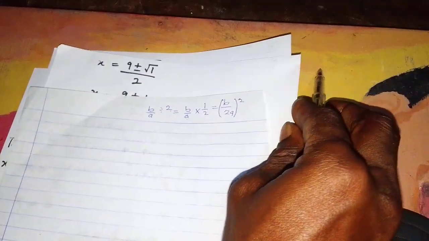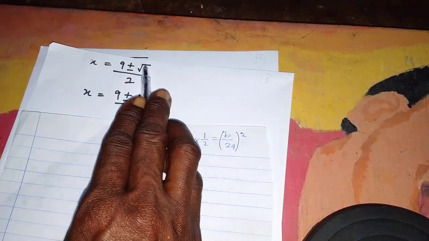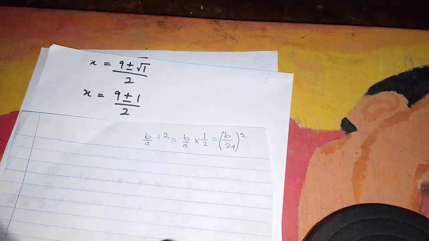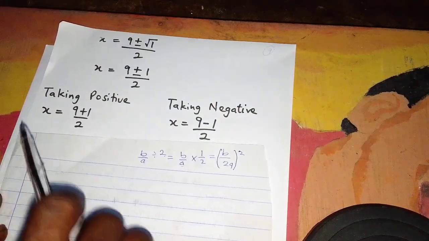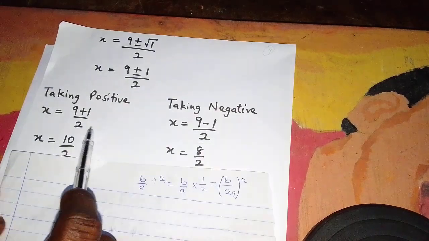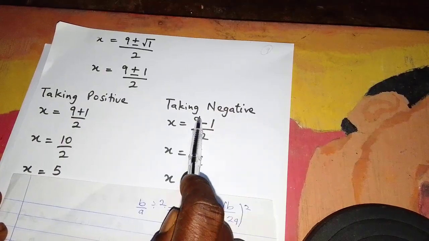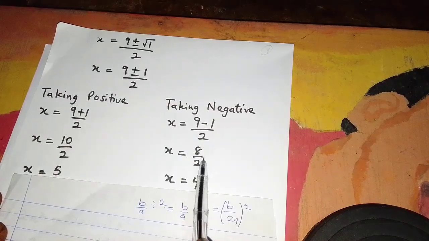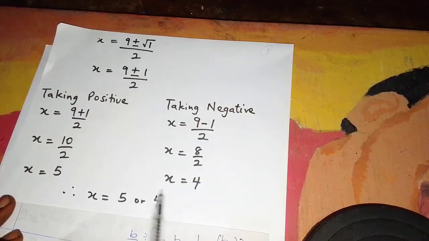So from here you cannot separate the signs. So from here you now find the square root of 1, which is what? 1. So you have x equals 9 plus or minus 1 over 2. So from here you take the positive, x will now be equal to 9 plus 1 over 2. 9 plus 1 will give us 10 divided by 2 is 5. Then taking negative, you now have 9 minus 1 over 2. 9 minus 1 is 8 divided by 2 will give us what? 4. So the value of x can be 5 or 4.